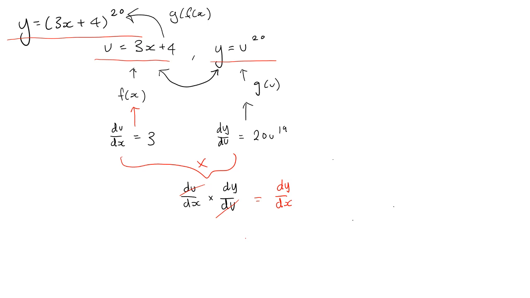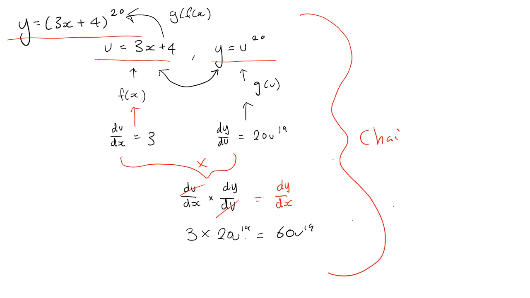So let's do it. du on dx is 3, and dy on du is 20u to the power of 19. So the derivative dy on dx is equal to 60u to the power of 19. That's basically the chain rule. What the chain rule does is that it gets the derivative of the outside function and multiplies it by the derivative of the inside function.